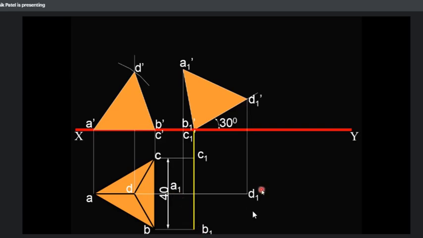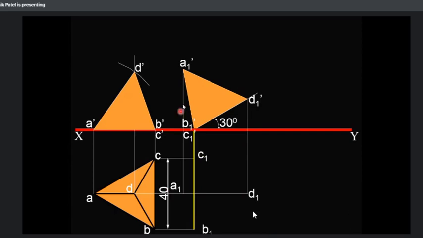B1 D1, outer point, so we connect with a solid line. C1 D1, inner point or outer? It's outer, so we connect it as a solid line, and A1 C1. So A1 C1, C1 D1, D1 B1 and B1 A1, these are the outer points, so we connect them as solid lines.